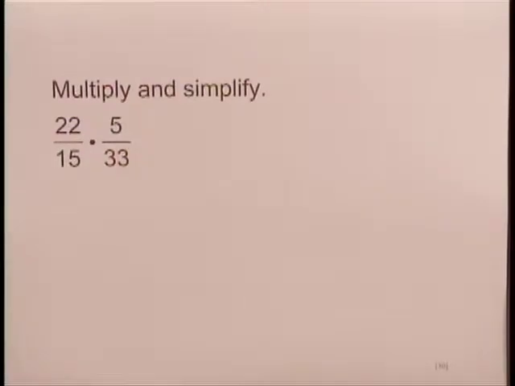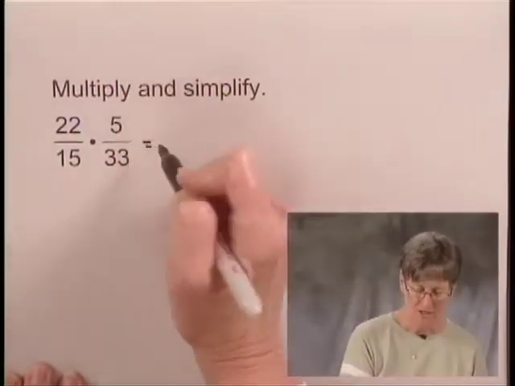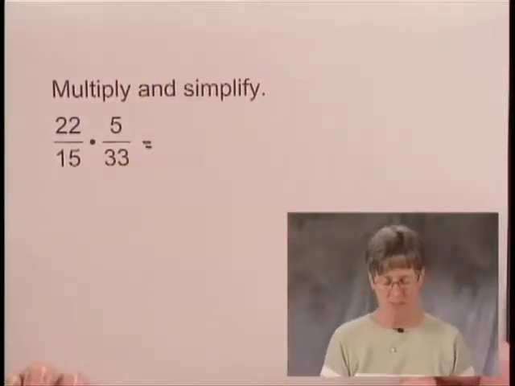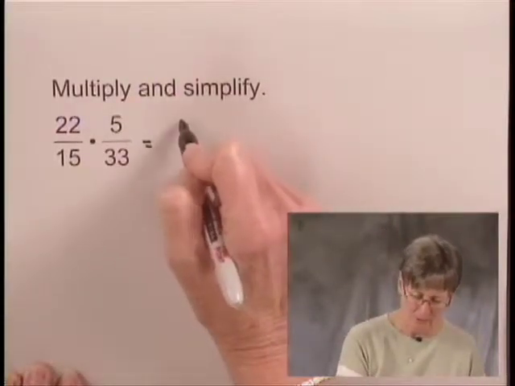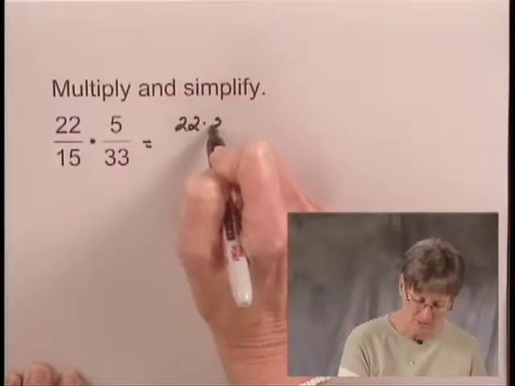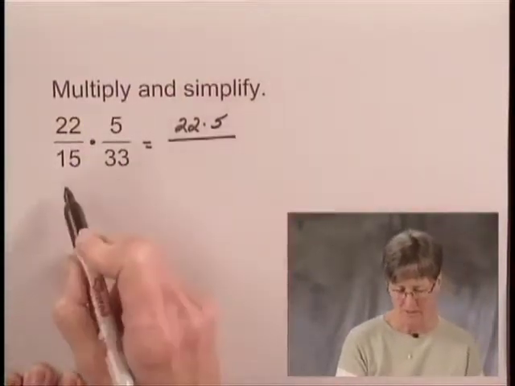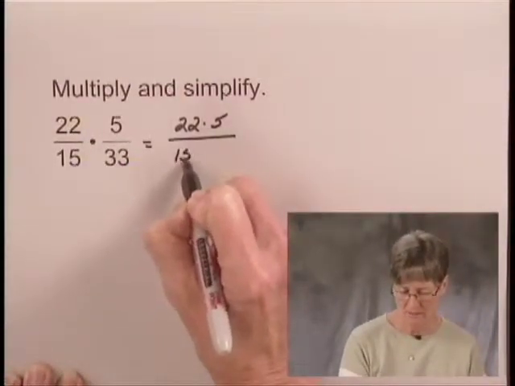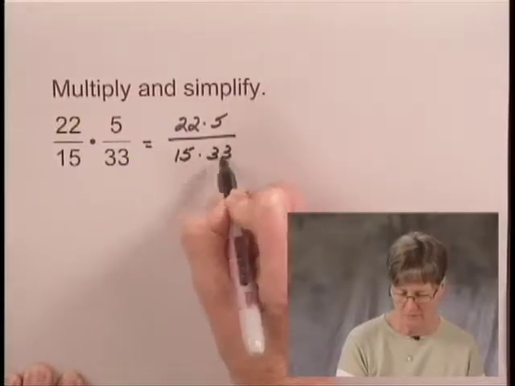We're going to multiply fractions. We're going to find the product 22 over 15 times 5 over 33. When we multiply fractions, we multiply the numerators and we multiply the denominators. So in the numerator, I'd have the product 22 times 5. And in the denominator, I'm going to multiply 15 and 33.